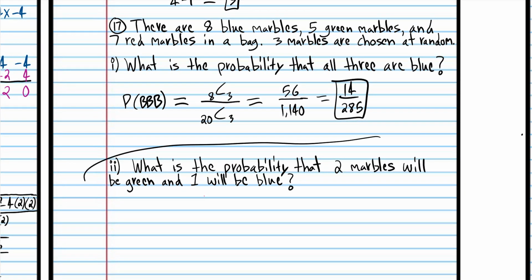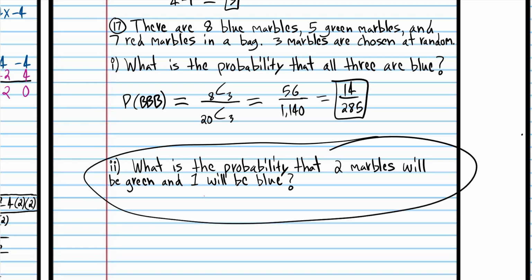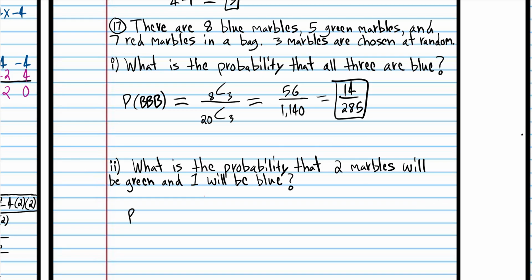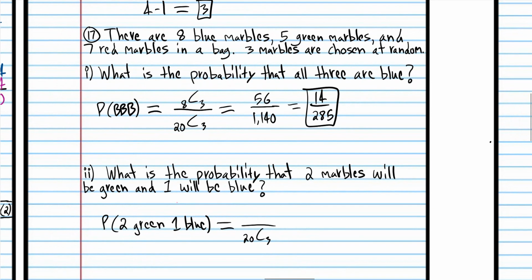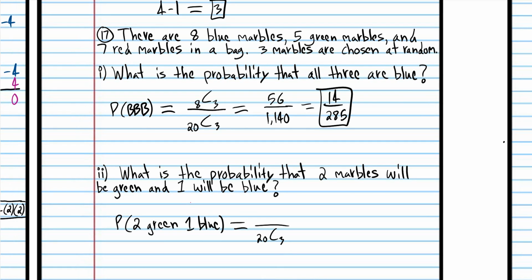What is the probability that 2 marbles will be green and 1 will be blue? So the probability of 2 green and 1 blue. We know the sample space is how many ways you can choose 3 things out of 20. We're going to choose 2 green marbles, so we want to know all the ways that we can choose 2 green marbles out of the total number of 5 green marbles.